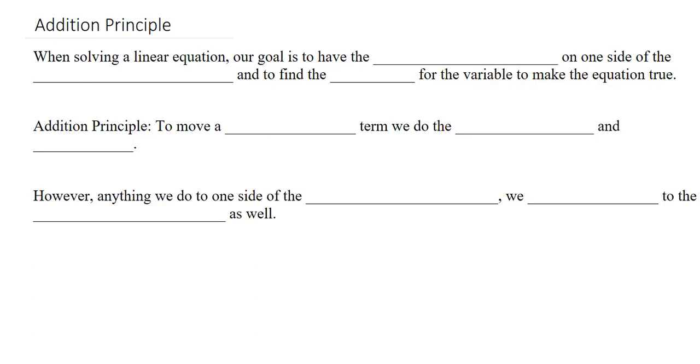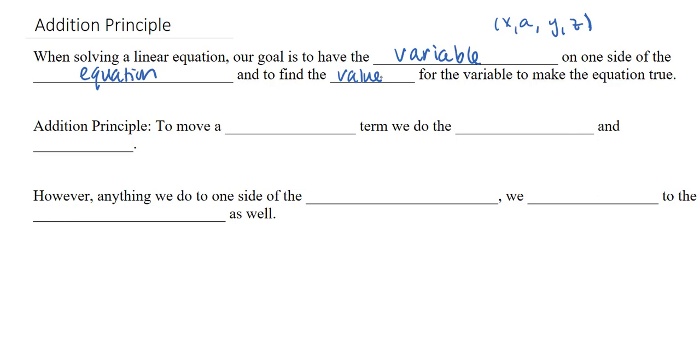Addition principle. So when solving a linear equation, our goal is to have a variable, right? So this could be like x, a, y, z, any letter. And then on one side of the equation, and to find the value for the variable to make the equation true.